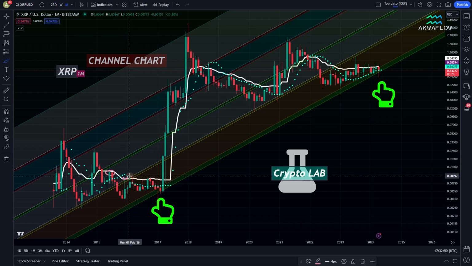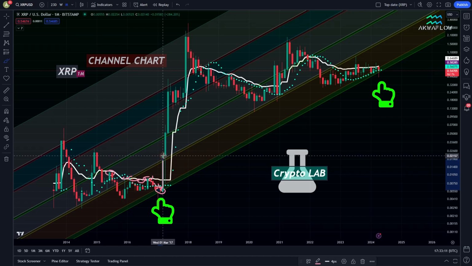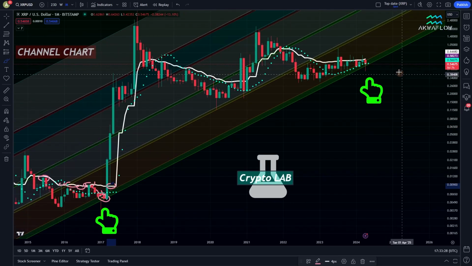Here again, we tested it again and again and again, and we got rejected to the downside until reaching this green area. And after the retest of the green area, we managed to close above the white line and to come back down to retest it as a support. This is the reason why what XRP will do in the future months will be very important.